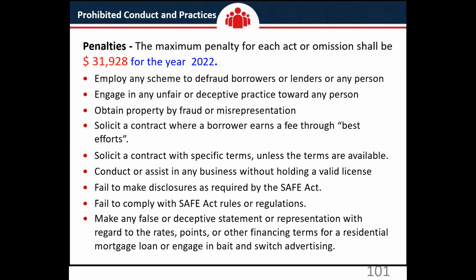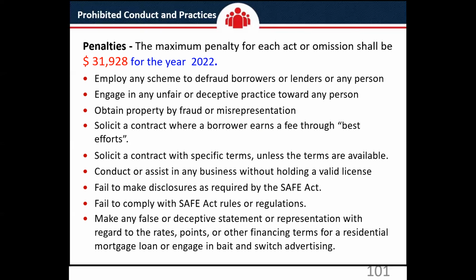And I think I'm going to give you this bill for $1,500, and you need to pay me because I put my best foot forward. I did my best efforts to get you a loan. You cannot do anything of that nature. You cannot solicit a contract with specific terms unless those terms are available. You cannot conduct or assist in business without having a valid license. You can't just go out and sell a home without a license unless you're doing it, like I said, for one of those types of people, like your relative, or somebody that you don't need a license for.